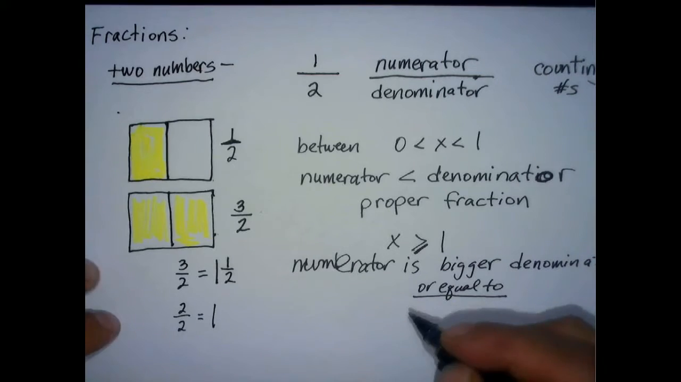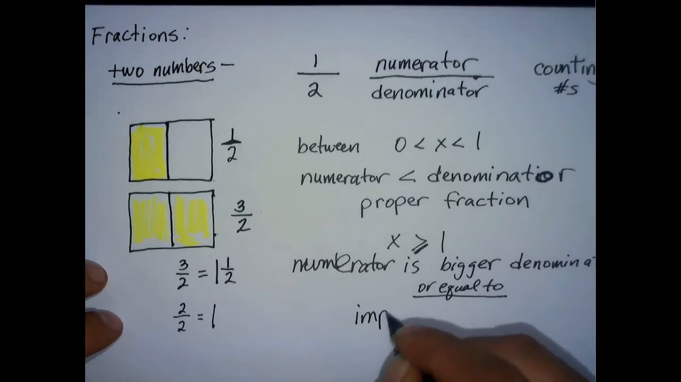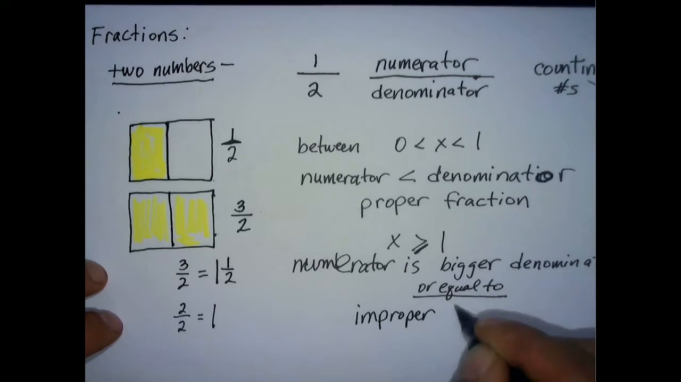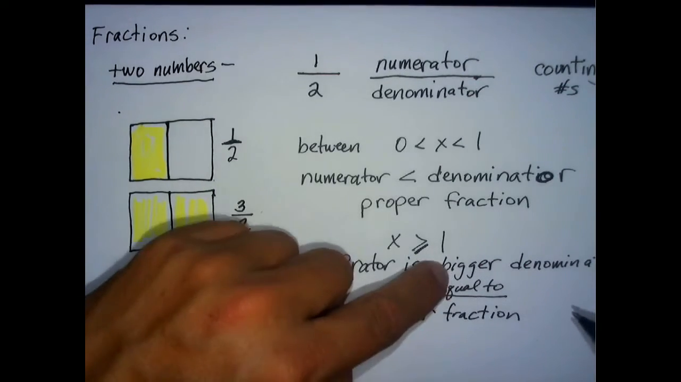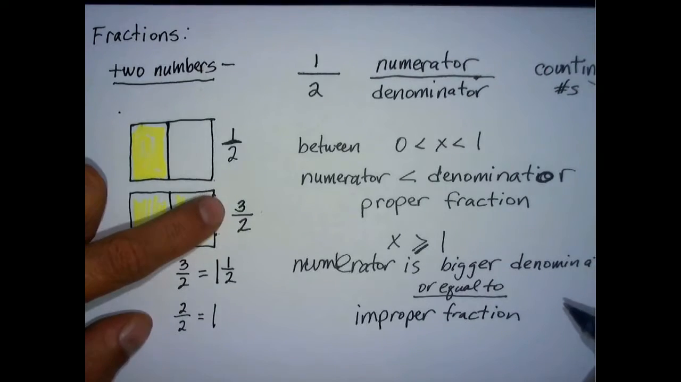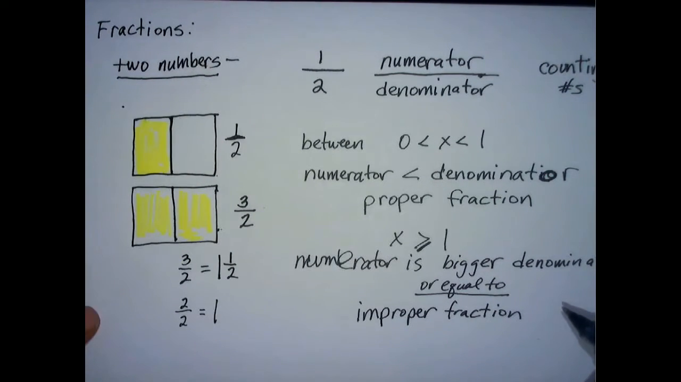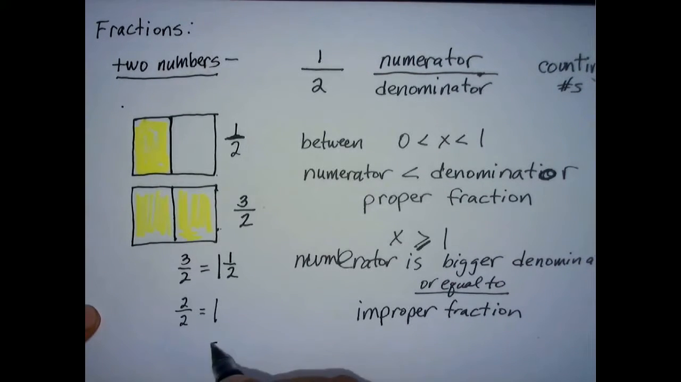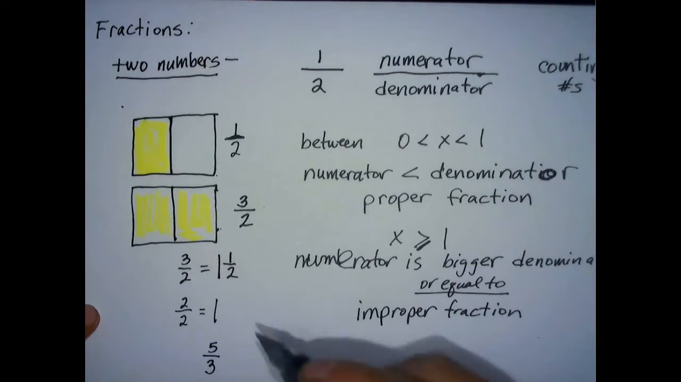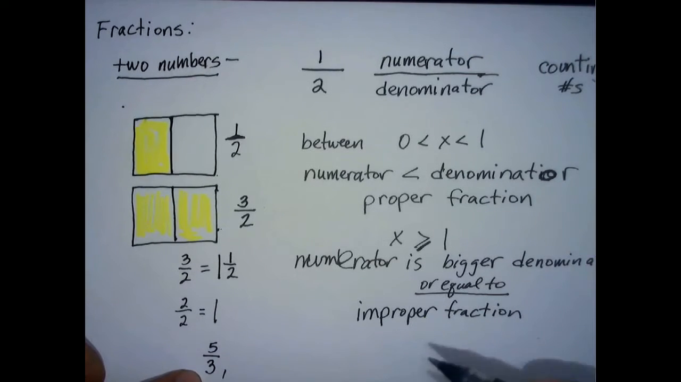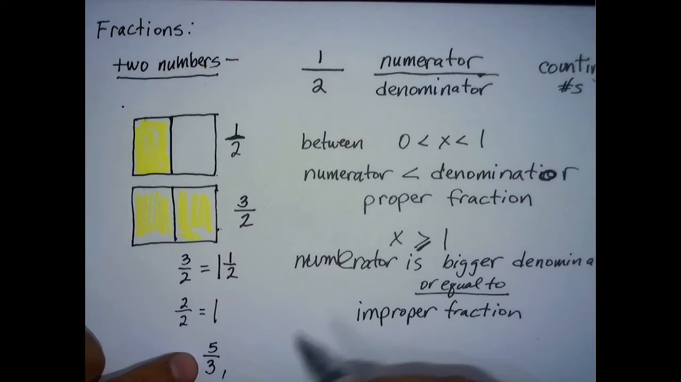This is an improper fraction. If the numerator is bigger than the denominator, which in this case 3 halves is, it's an improper fraction. Pick a number and make that an improper fraction. 3 fifths. Very good. You could have put 5 too. 5 would have been good too.